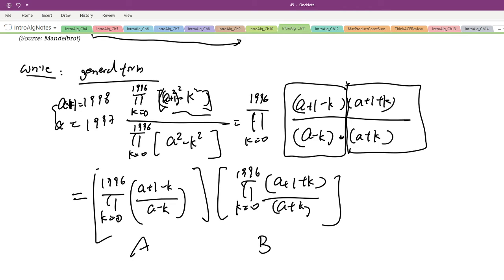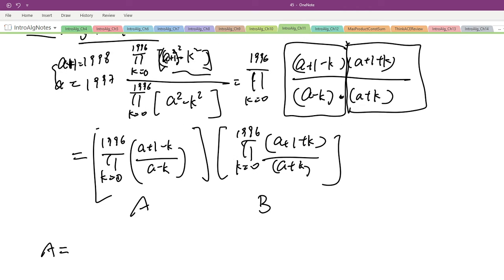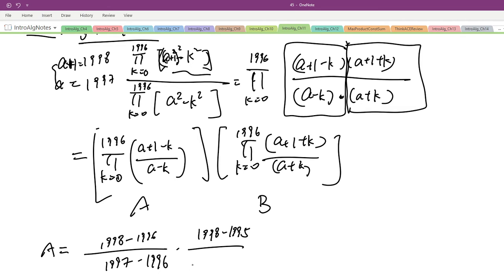Now let's solve the a first. The a is equal to, let's write some terms. So it will be a plus 1 is 1998 minus 1996, and 1997 minus 1996, times 1998 minus 1995 and 1997 minus 1995, up to 1998 minus 0 and 1997 minus 0.